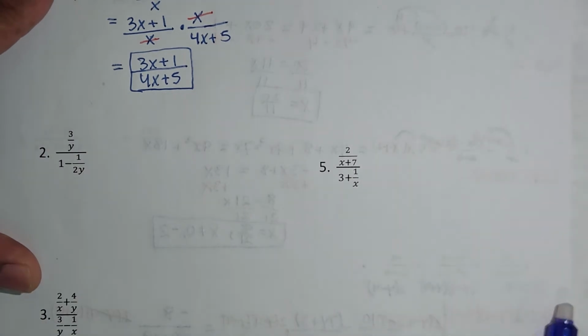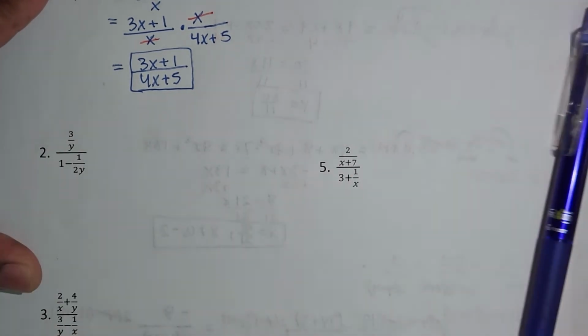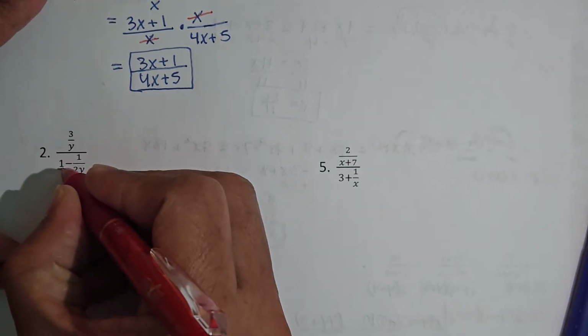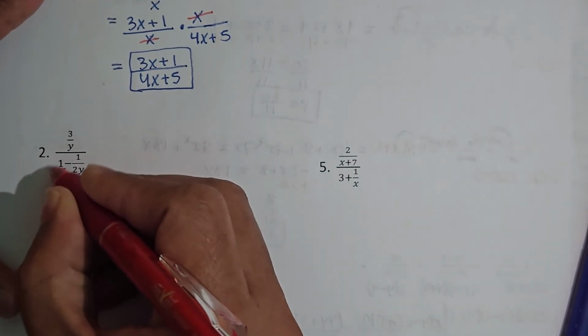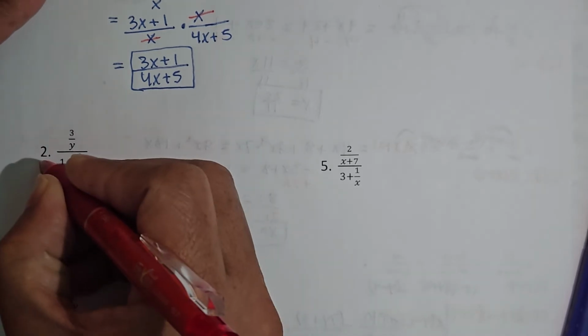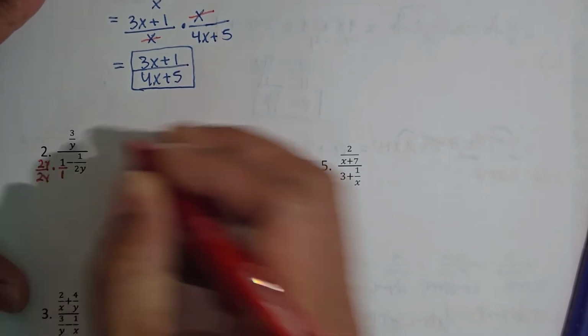Example number 2. I see that in the numerator there's only 3 over y, but the denominator, this one is implied over 1, but this one's a 2y, so that means I need to multiply this first term by 2y over 2y. So that's what I'm going to do next.